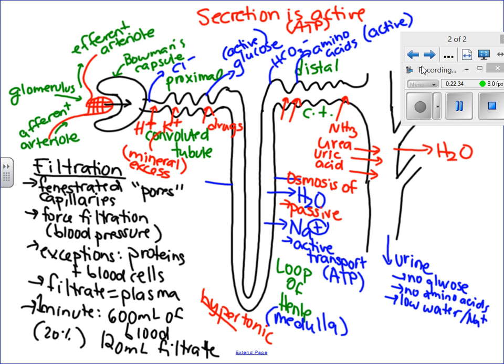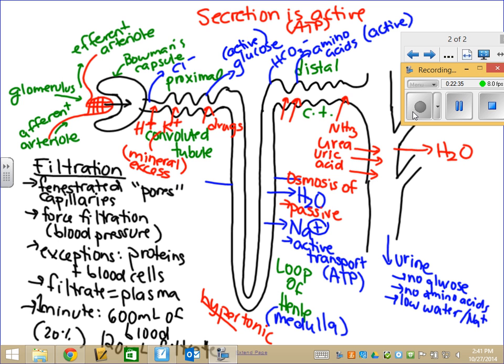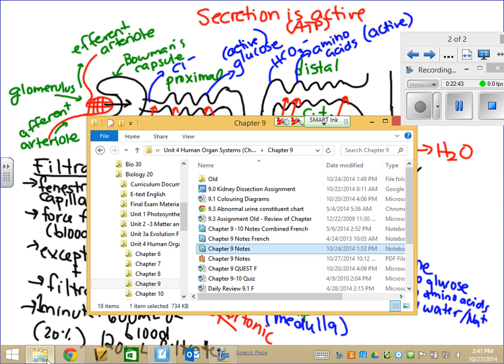So I'm just going to pause here for a second. Does anyone still need what's on the screen to be showing? Question? No? Okay.